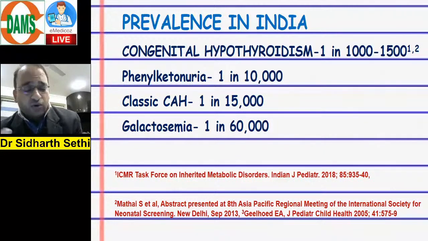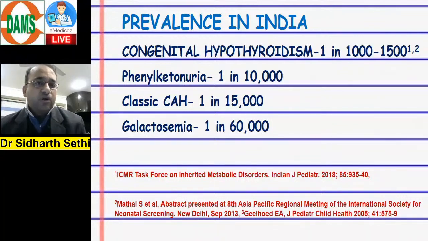For those who are from the foundation batch, you will be asked a short note on neonatal screening. This is common sense. These are common disorders in our country. Phenylketonuria is 1 in 10,000. Phenylketonuria is not very rare. It is 1 in 10,000 in our country. CAH, we'll talk about this today. Congenital adrenal hyperplasia is 1 in 15,000. Galactosemia is 1 in 60,000.